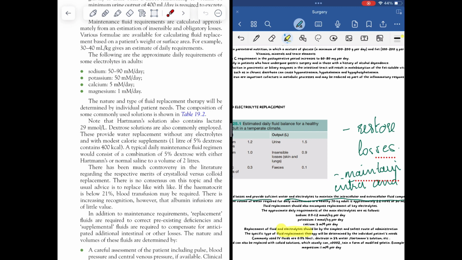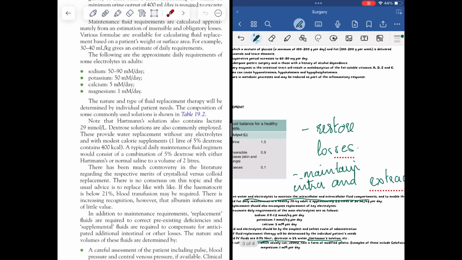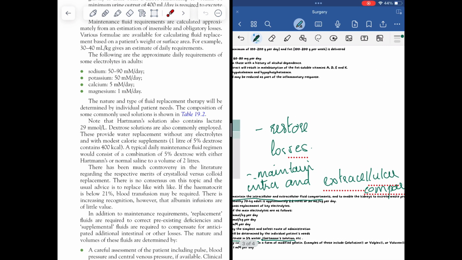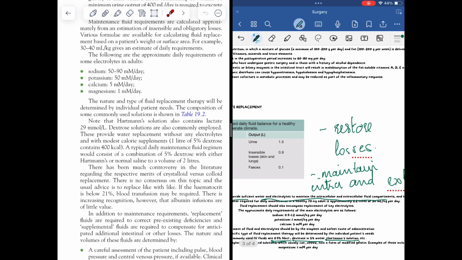So the replacement of fluid and electrolytes should be by the simplest and safest route of administration. Also, the specific type of fluid replacement therapy will be determined by the individual patient's needs. Commonly used IV fluids, as you can see here, these are important to remember: 0.9% NaCl, dextrose 5% in water, and Hartmann solution. These are crystalloids. This can be replaced by colloid solutions. Examples of colloid solutions are gelfusin, Volplex, and Voluven.